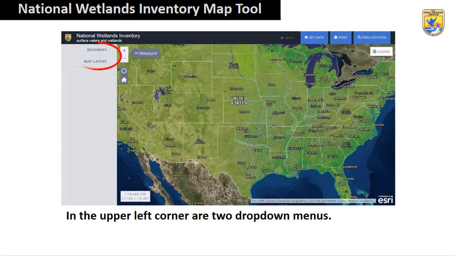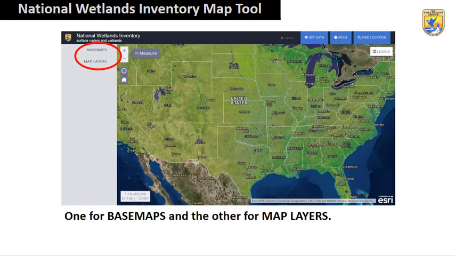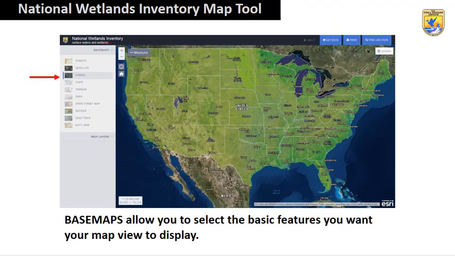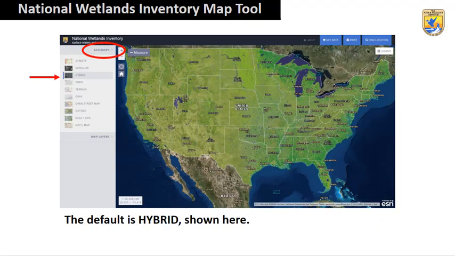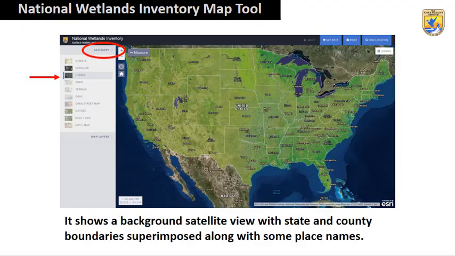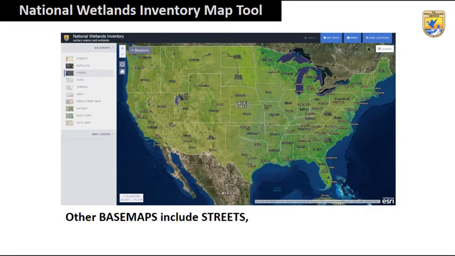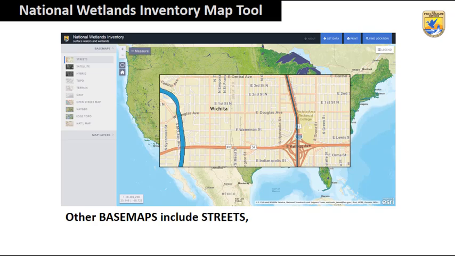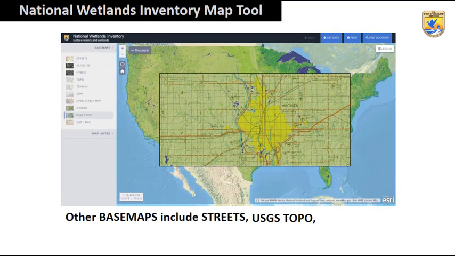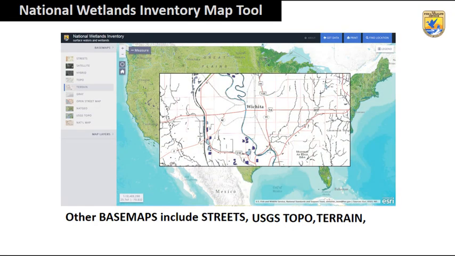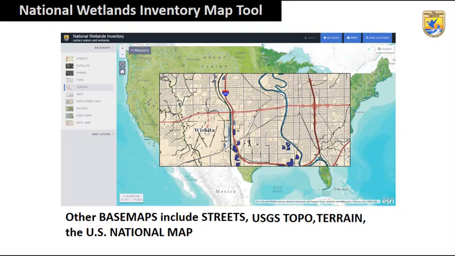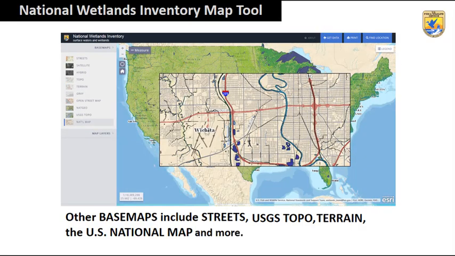In the upper left corner are two drop-down menus, one for base maps and the other for map layers. Base maps allows you to select the basic features you want your map view to display. The default is hybrid, shown here. It shows a background satellite view with state and county boundaries superimposed along with some place names. Other base maps include streets, USGS Topo, Terrain, the U.S. National Map, and more.